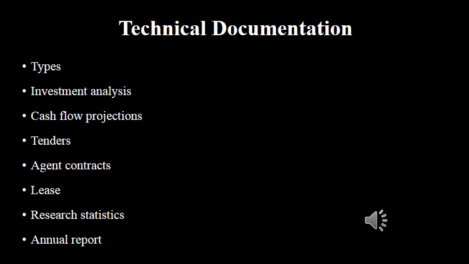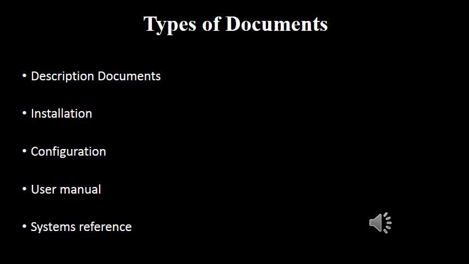Then technical writers prepare documents for different types of users. Typically there are 5 types of documents we have. Let us see. First one, that is a description document, next one installation document, third one configuration document, and fourth one user manual, last one, that is a system reference. All these documents are experienced in our day-to-day life. Let us see in brief.